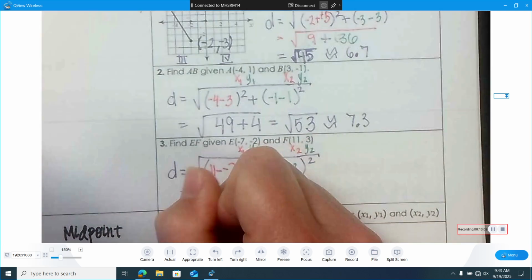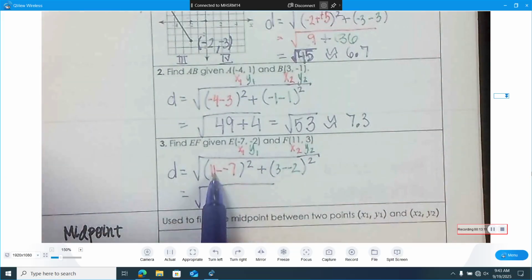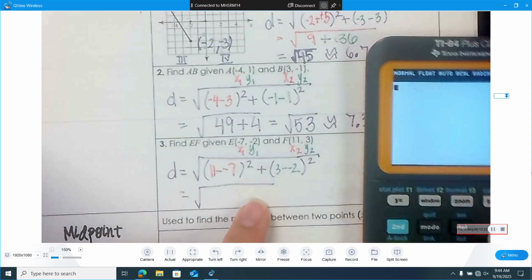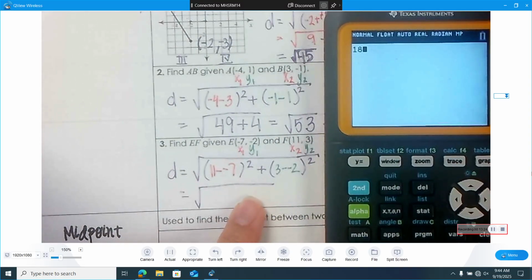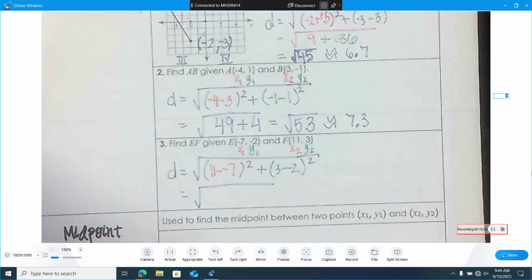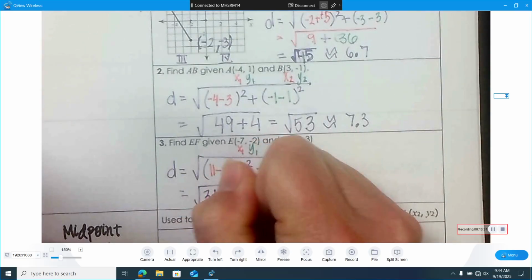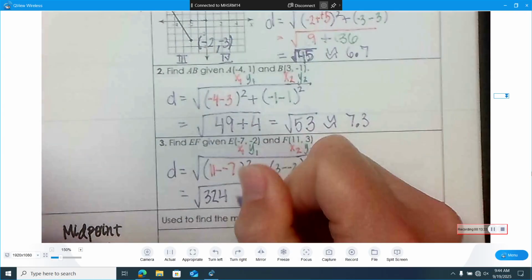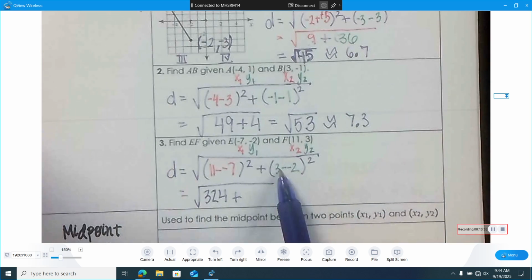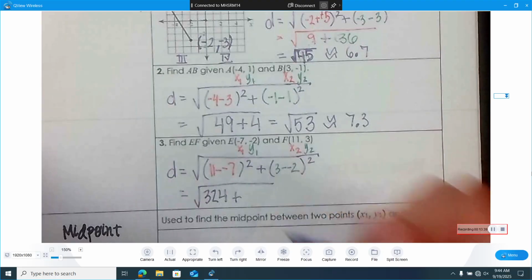And then from there, what is 11 minus a negative 7? 17, almost. 18. Ooh, 18. 18 squared. 324? Oh! I got it right! That was awesome. 324, 18 squared. 324. Okay, here we have 3 minus a negative 2, which is 5. 5 quantity squared is 25.